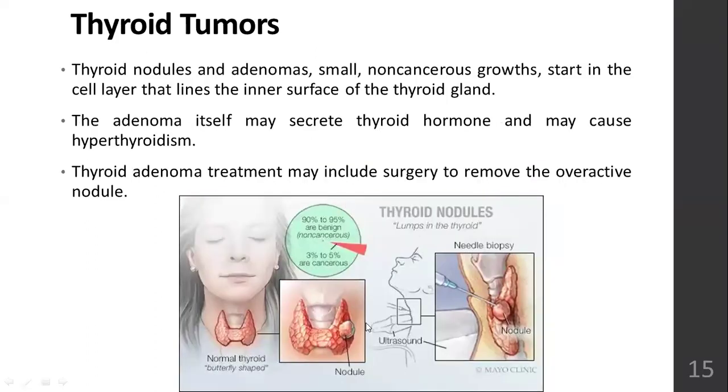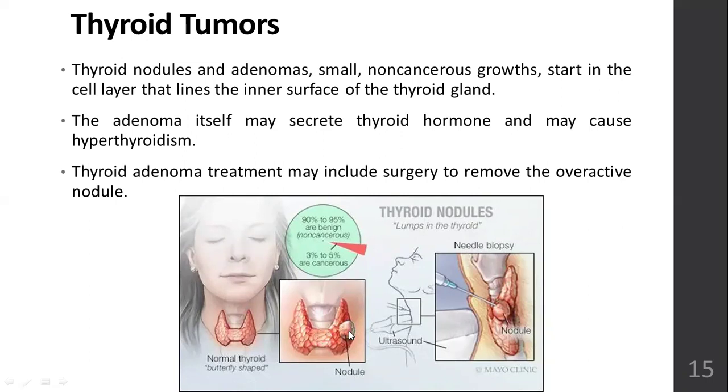Then thyroid nodules: small benign tumors start showing up in the thyroid gland, called thyroid nodules or adenomas. What is an adenoma? When any gland in your body gets a tumor, any glandular cells, we call it an adenoma. Since the thyroid gland has hormone secreting cells, any nodule or tumor here we call an adenoma. These are small non-cancerous growths that start at the cell layer of the inner surface of the thyroid gland.